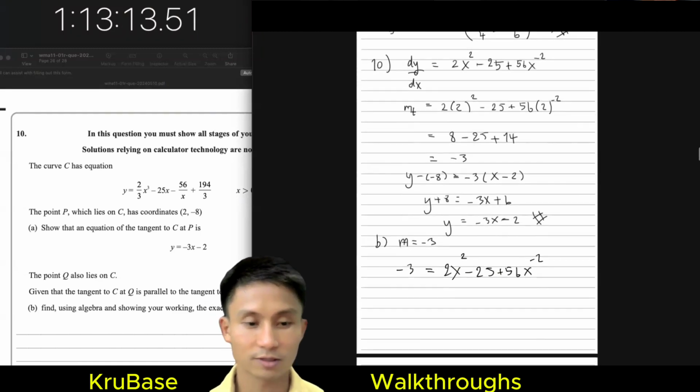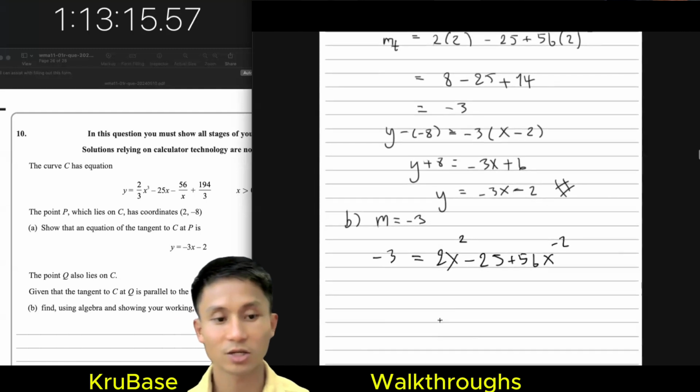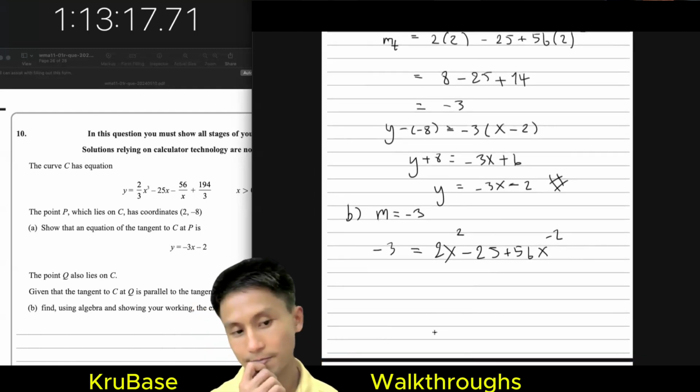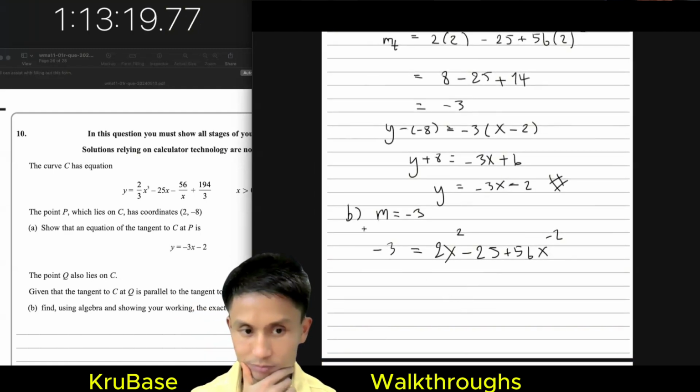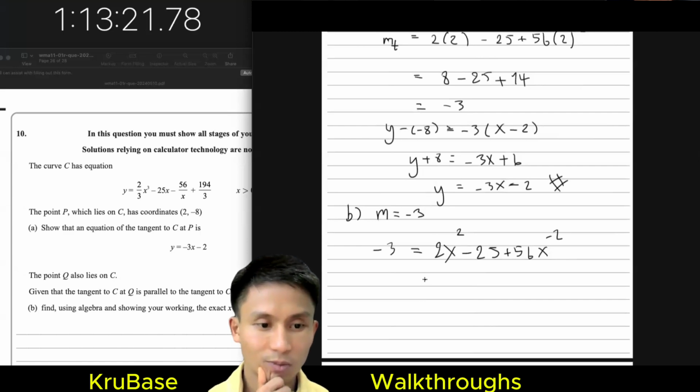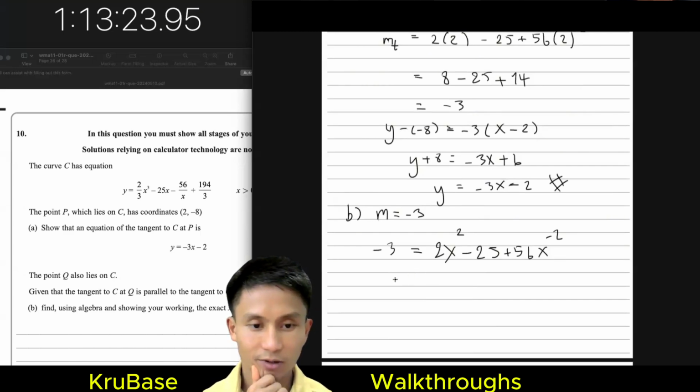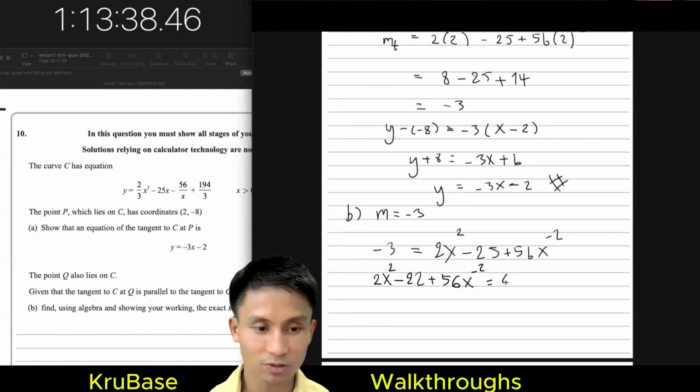And then we're going to solve this to find the x coordinate of Q, right? Let's see. Well, how about, okay, I'm going to simplify first, and then I get 2x squared minus 3, bringing it to the other side, I get -22 plus 56x to the -2 equals 0.